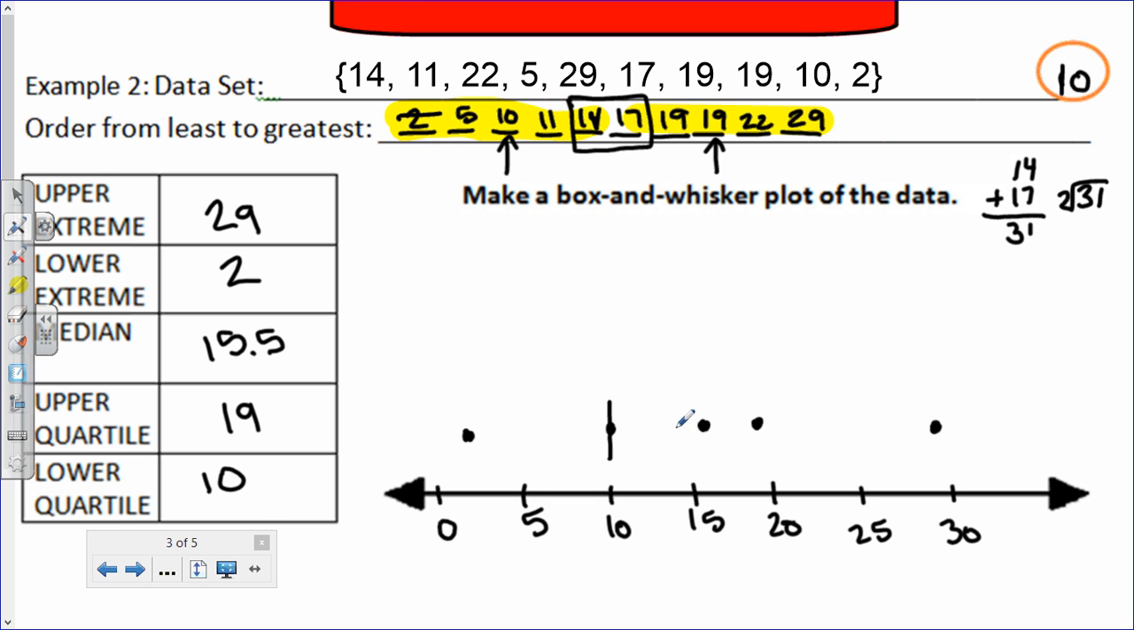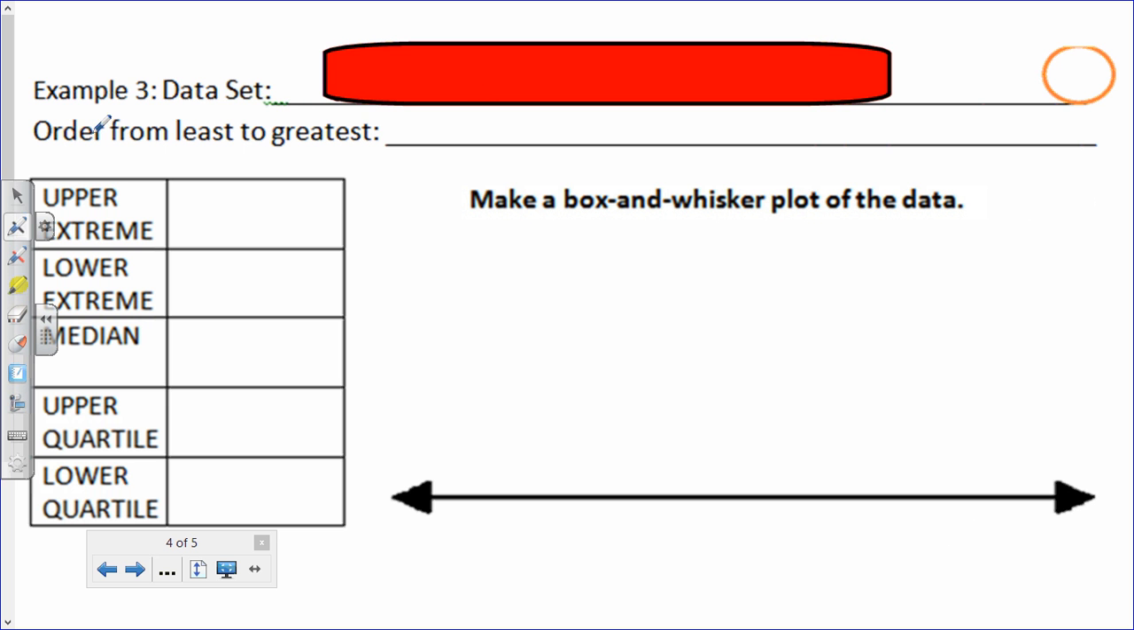Let's draw our vertical lines to make our boxes, and let's connect them. And now our whiskers. Wonderful. Next example. So let's reveal our data set.